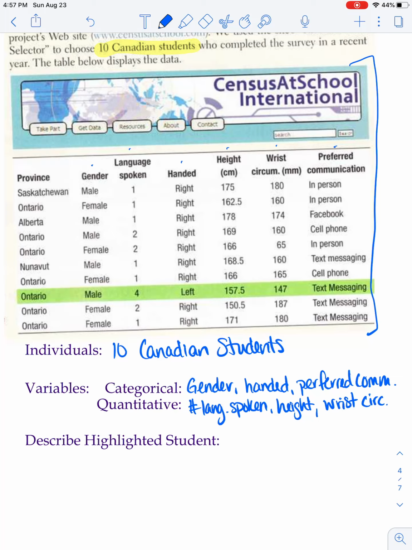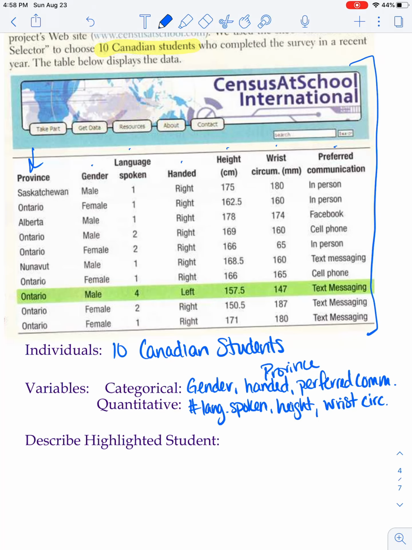All right, and then it says describe the highlighted student. We're not going to write this out. This is super easy, so we're just going to state it and then move on. The highlighted student is from the province of Ontario. And province is also a piece of information, and that would be a category. So the province is absolutely categorical data. Sorry, I skipped right over that one.